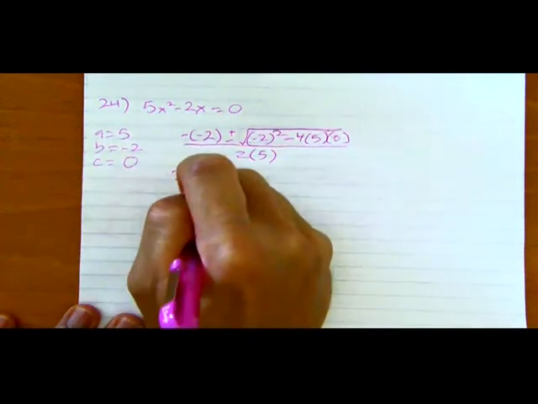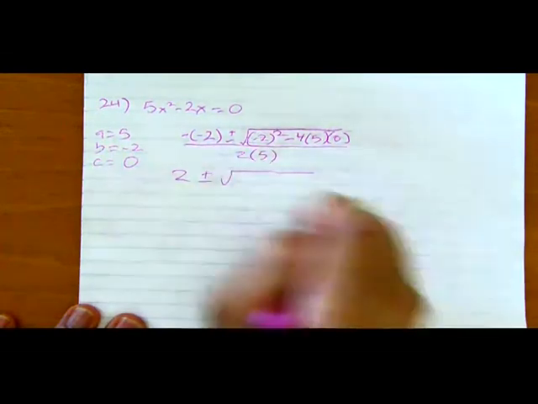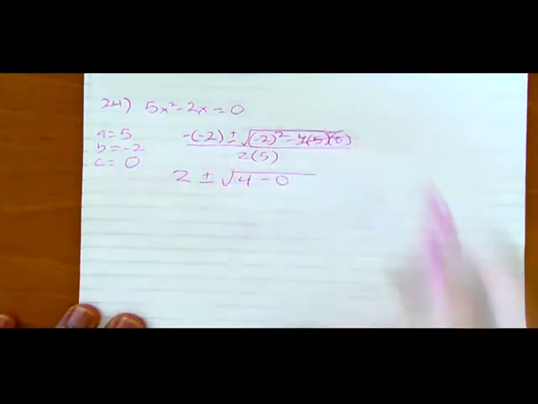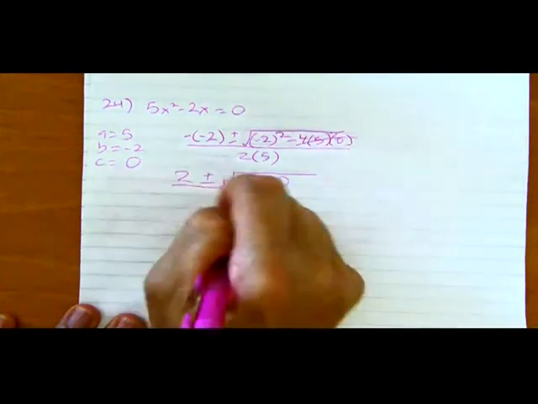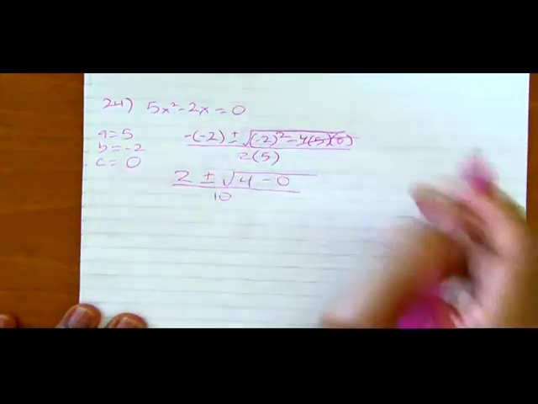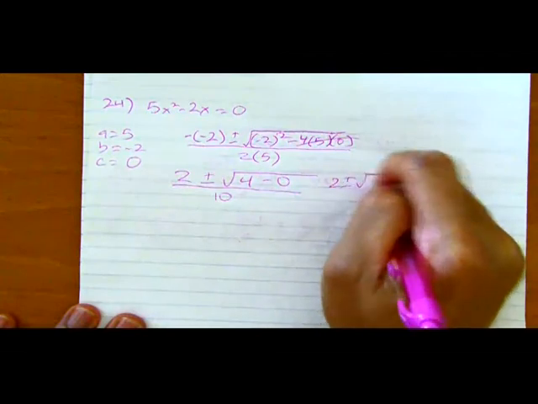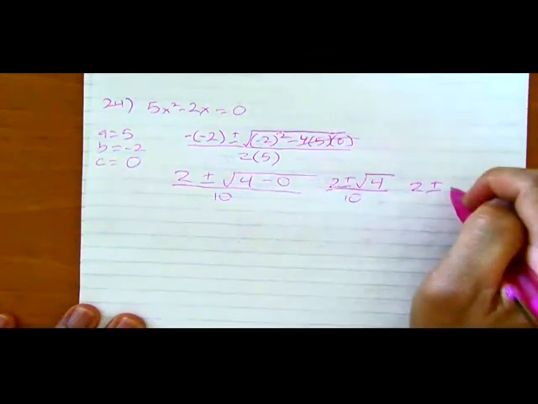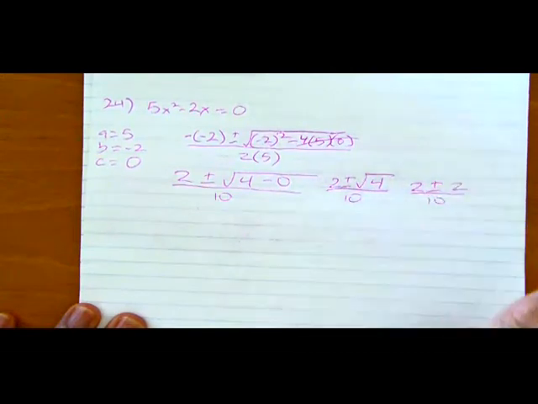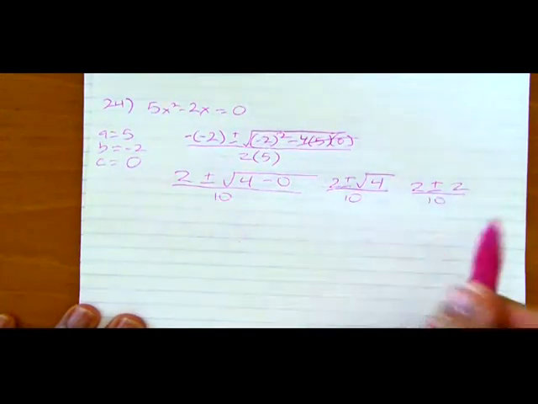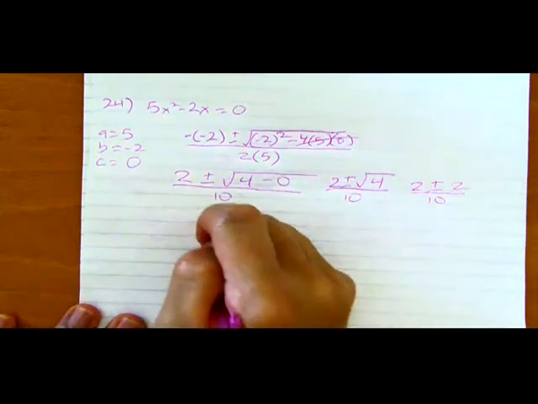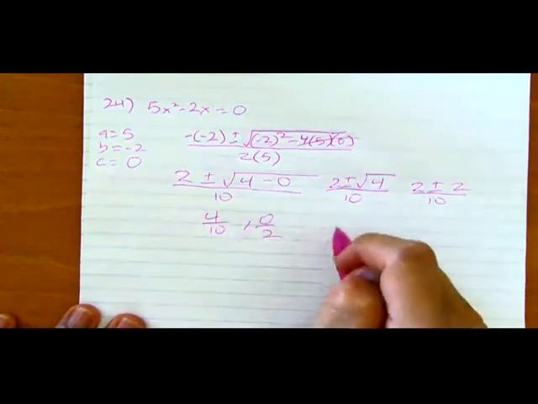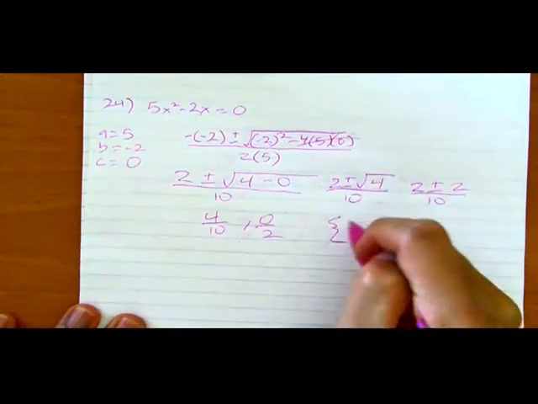2 plus or minus negative 2 squared is 4, minus 0, all over 10. 2 plus or minus radical 4 over 10. 2 plus or minus 2 over 10. Okay, so this one will come out rational. 2 plus 2 is 4 over 10. 2 minus 2 is 0 over 10. So our two solutions are 2/5 and 0.